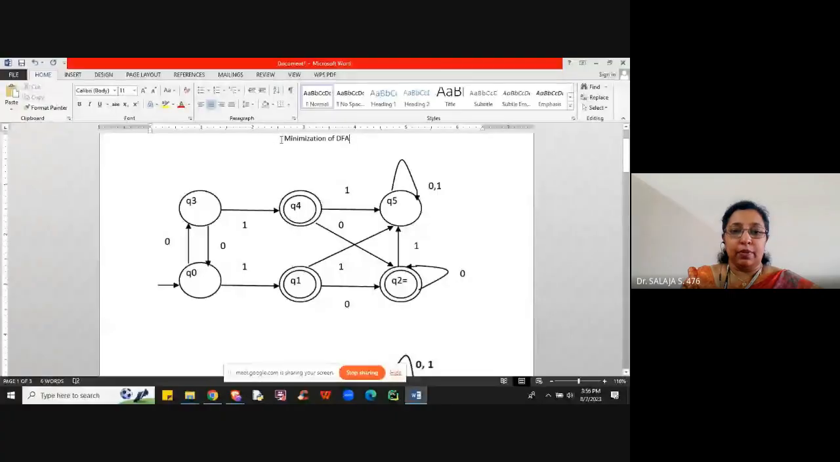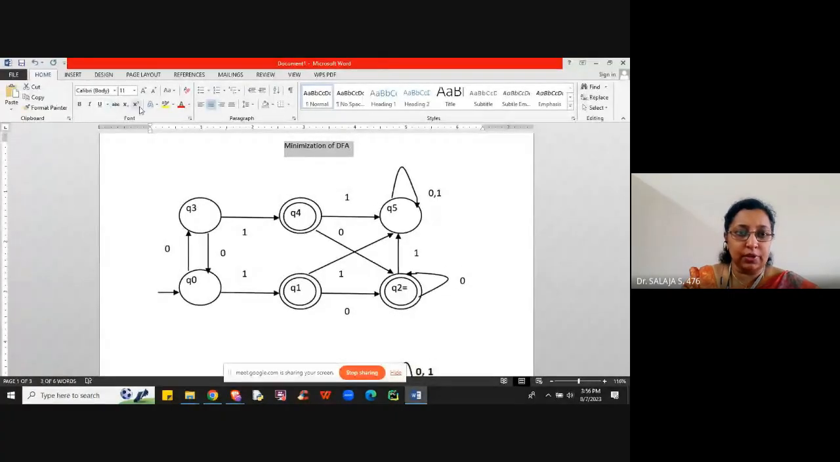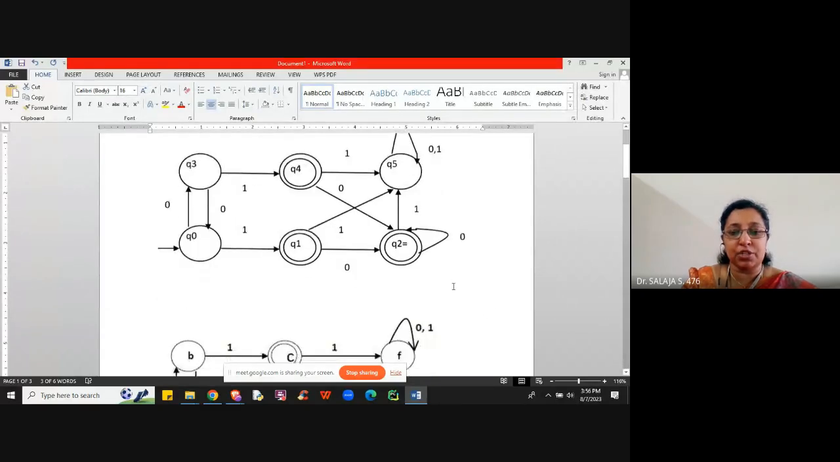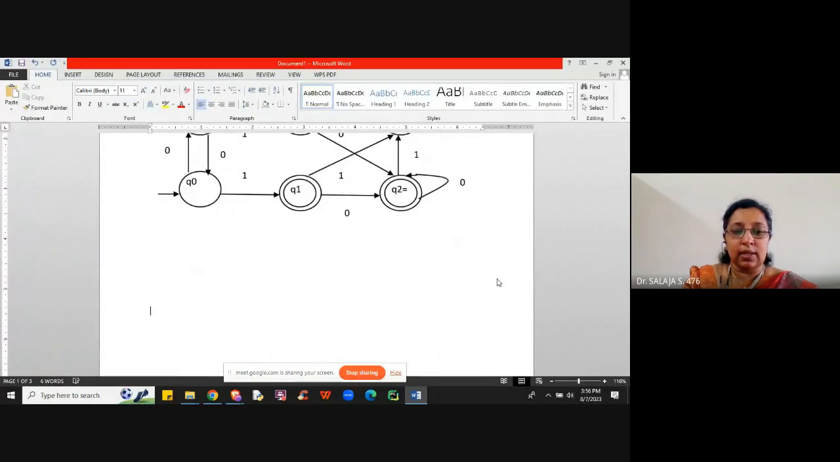Okay, we'll do minimization of DFA. If you remember, the first step in minimization of DFA is to identify the inaccessible and dead states. If there are any inaccessible states, we can remove them, and if there are any dead states, we can remove them.